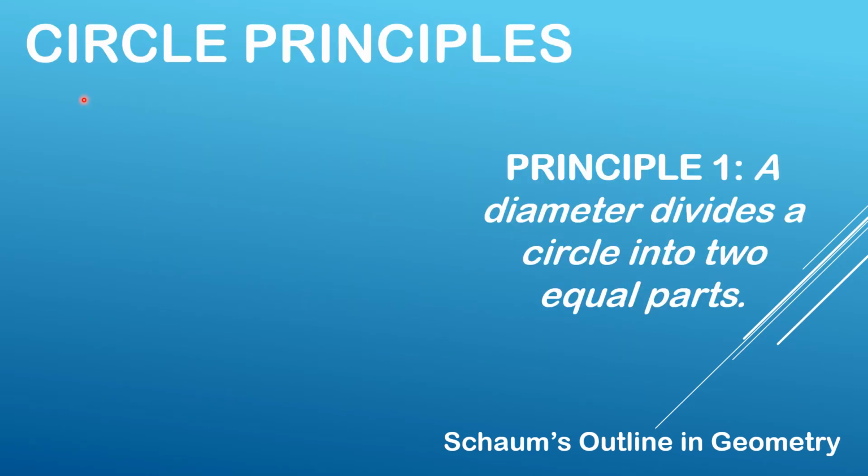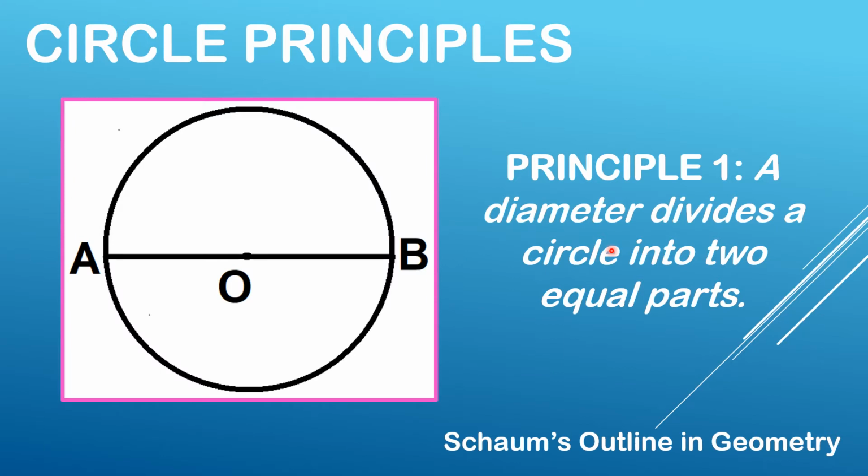Principle 1. So we will now be discussing circle principles. To start with, we have principle 1. A diameter divides a circle into two equal parts. So diameter AB divides the circle into two equal parts.